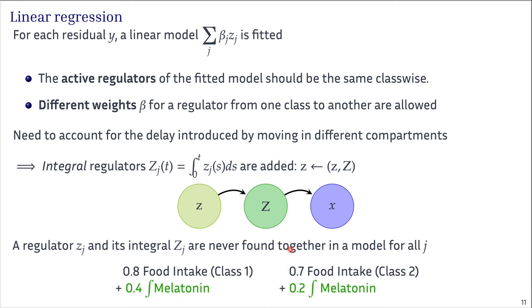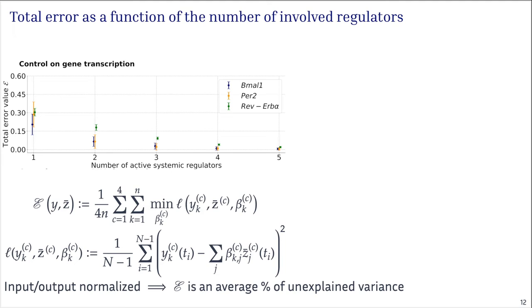Actually, with these constraints and the final definition of the problems, we see that the combinatorics is quite small. We only have 10 variables, so we can actually perform an exhaustive fitting of all models and compare their performance. Conditionally to the hypothesis of a control on gene transcription, what you are seeing now is the error of the best models as a function of the number of regulators that they include.